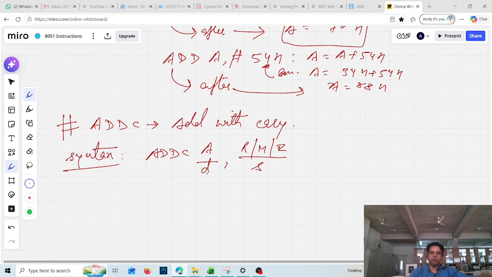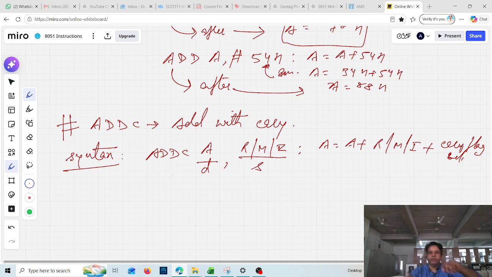Here the source will be any register, any memory value, or any immediate value. Now the meaning of this instruction is A equals A plus this one, either register value or memory value or immediate value, plus carry, the CY carry flag. This is the meaning of the instruction.